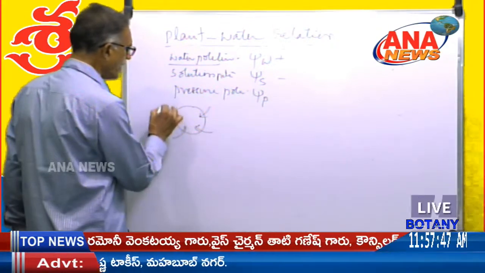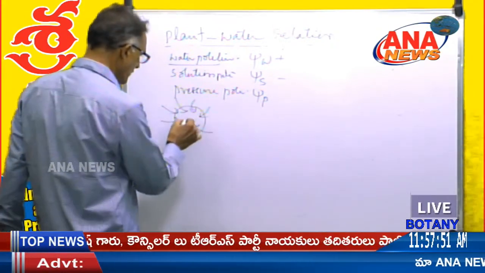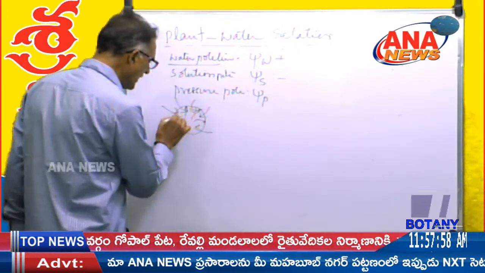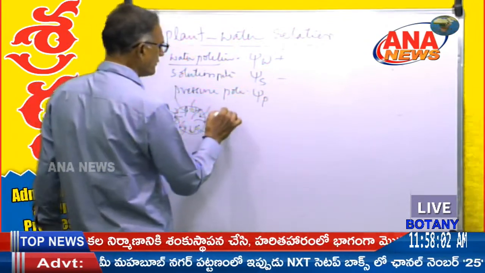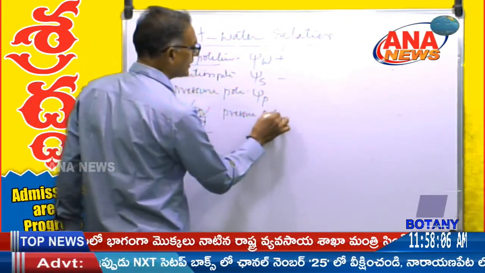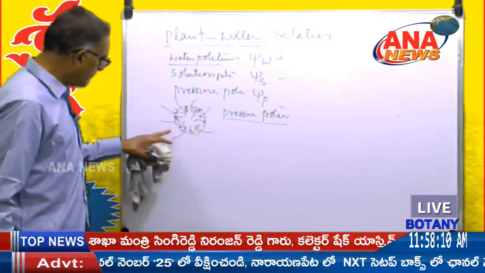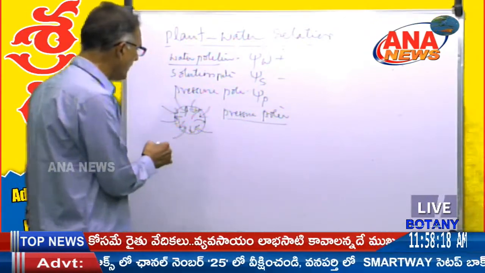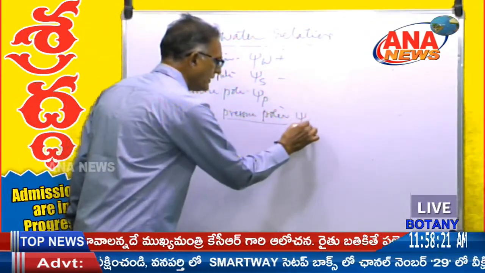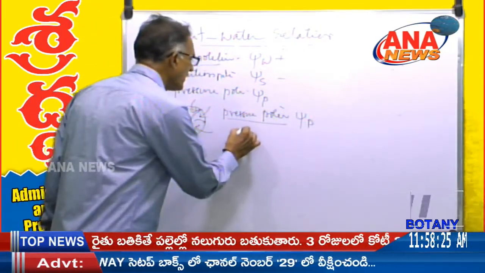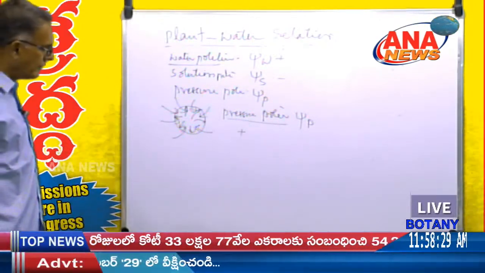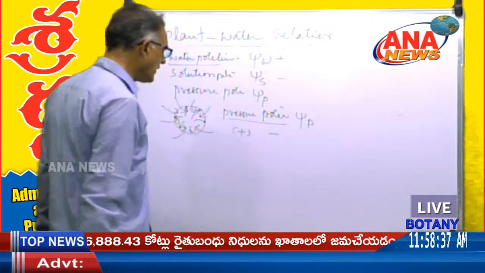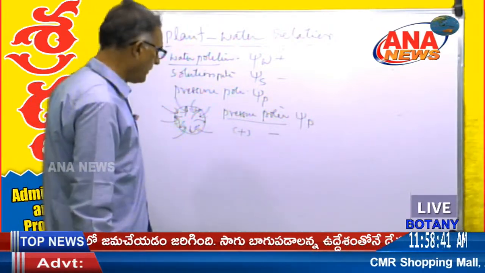A pressure is built up within the cell by movement of water, exerted on the cell wall. The magnitude of the increase of pressure on the cell wall is called pressure potential, denoted by psi p. Psi p is always positive, whereas in plant xylem vessel columns, the pressure potential is always negative. Because of that, the water movement takes place up in the plants.